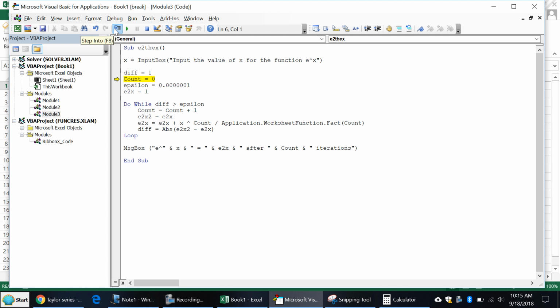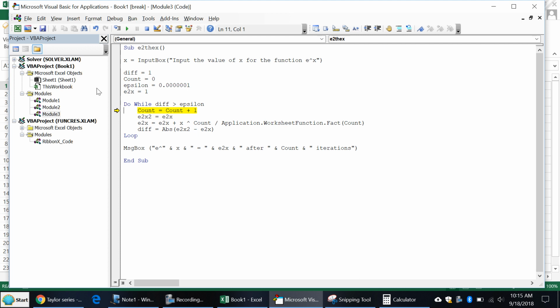So diff is equal to 1, count's equal to 0, epsilon's equal to a small number, e to the x is equal to 1. So do while diff greater than epsilon. So diff is 1, epsilon is real small. So the reason why I put this diff in is I can make diff anything starting out. But to start, diff has to be greater than epsilon, because otherwise it just falls out immediately, right? So I just put diff is equal to 1.